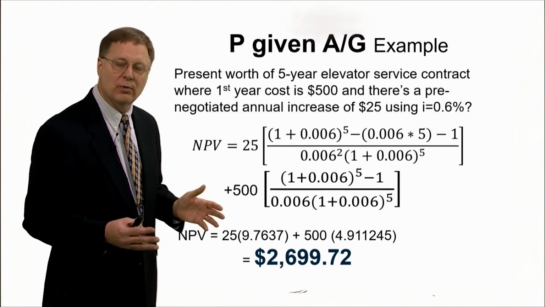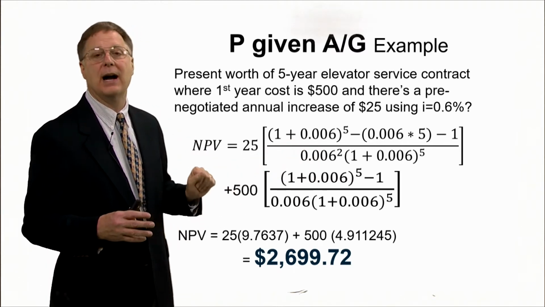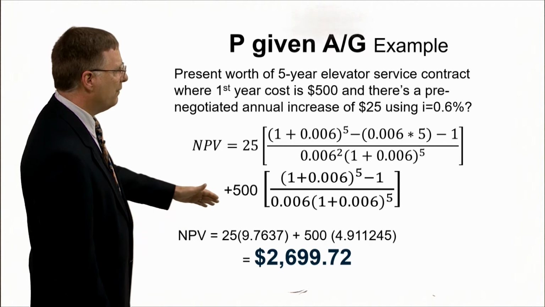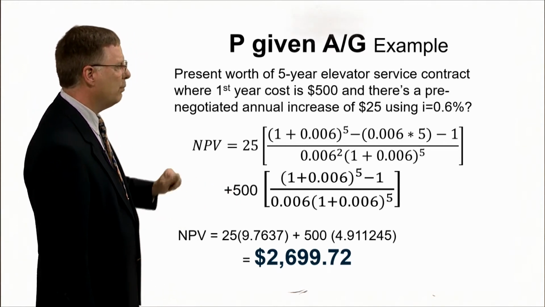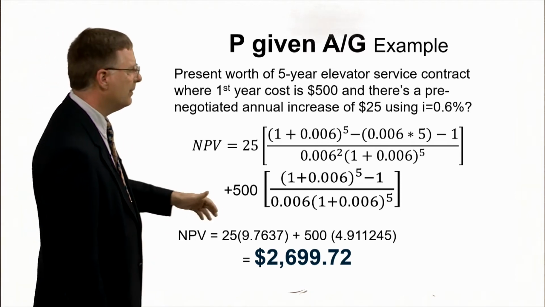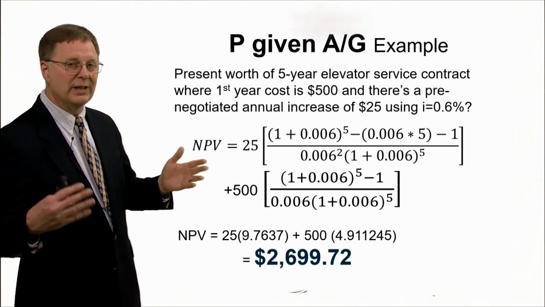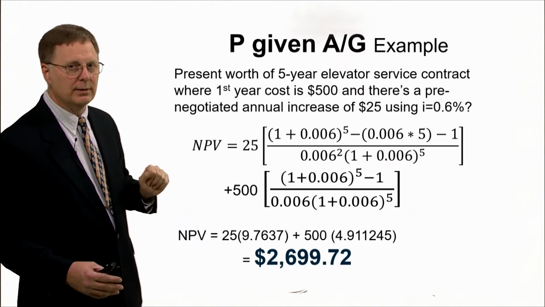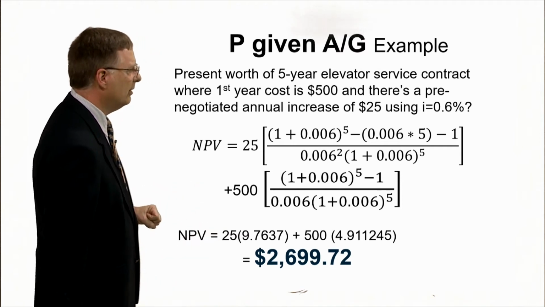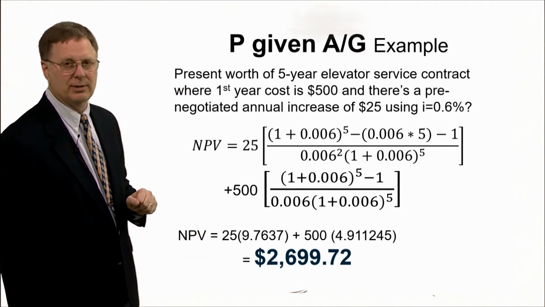And remember, the annual formula we already saw in the previous lesson: 1 plus i to the n minus 1 over i times 1 plus i to the n. So we multiply that out, and we'll find that the 25 times that value will come out to be 9.7637, and that $500 is going to be multiplied times 4.91 and some odd change thereafter. Add those guys together, and it ends up being $2,699.72.